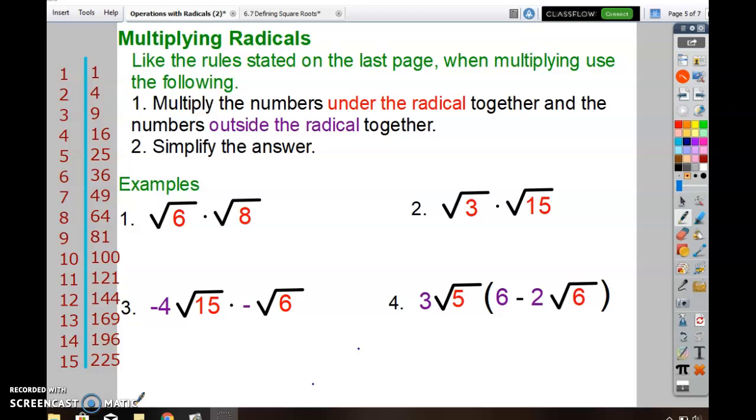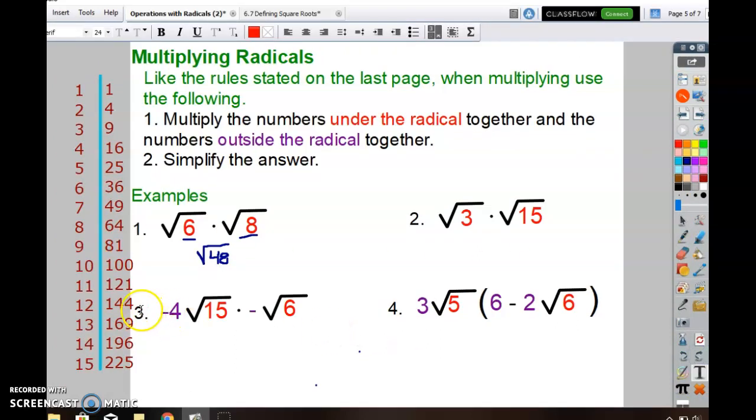So let's look at example 1. I have radical 6 times radical 8. Now, if we look, when we see this problem, 6 and 8 are both under the radicals. So when I multiply 6 times 8, I know I get radical 48. Now, we look at 48 and we think about it. Is this a perfect square? And we know that it's not a perfect square.